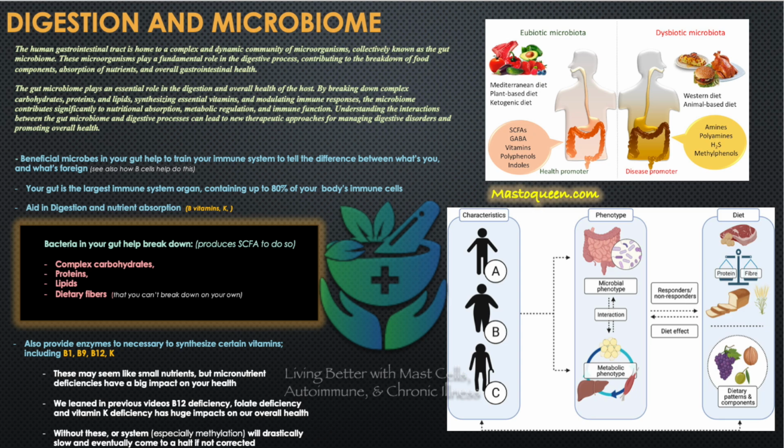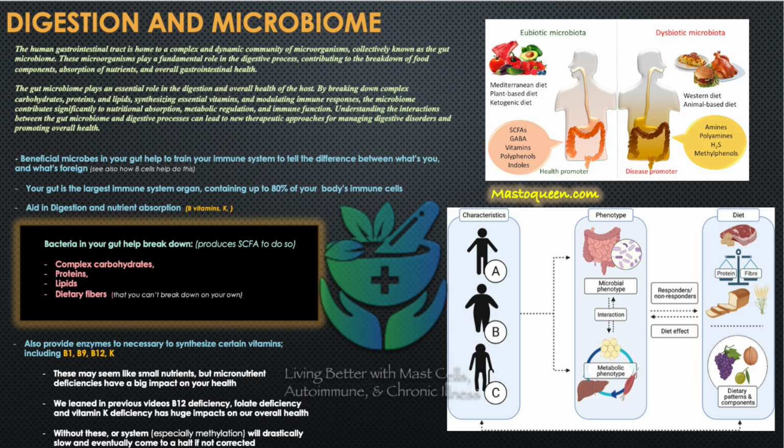They aid in digestion and nutrient absorption, like B vitamins and K, and we talked about this earlier. It also provides enzymes to synthesize certain vitamins, such as B1, B9, B12, and K. These may seem like small nutrients, but micronutrient deficiencies have a huge impact on your health. And we learned in the previous videos that B12 deficiency, folate deficiency, and vitamin K deficiency have a huge impact on our overall health, as well as vitamin D. Without these, our system, especially methylation, will drastically slow and eventually come to a halt if not corrected.